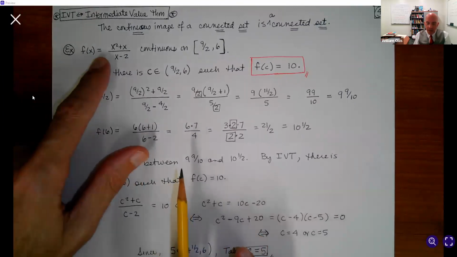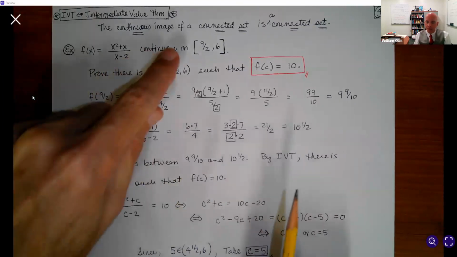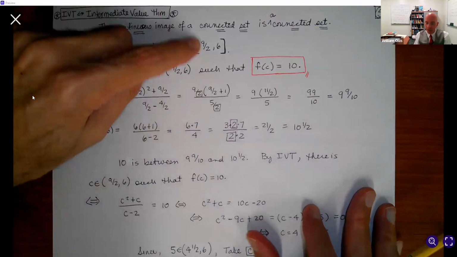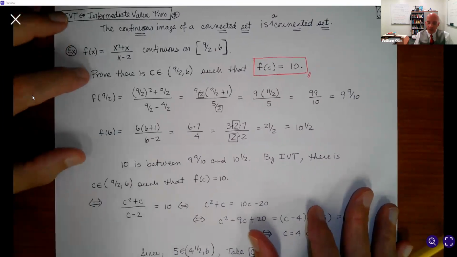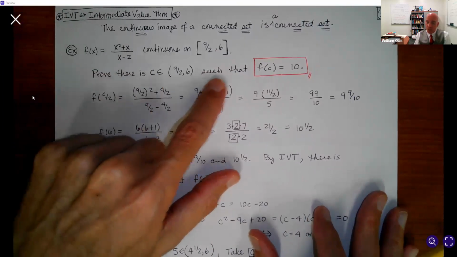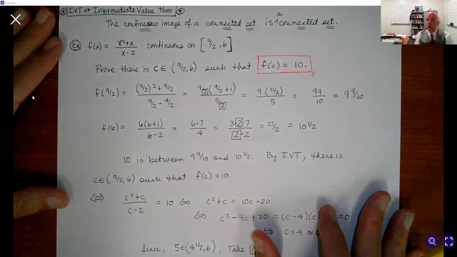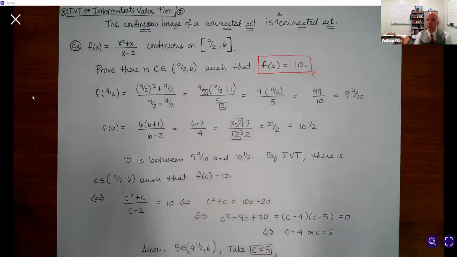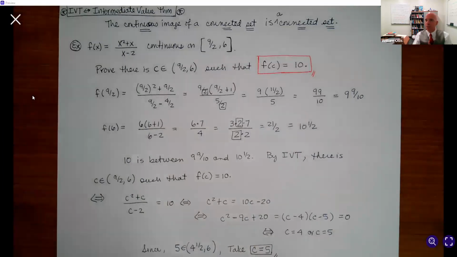We have a function x squared plus x divided by x minus 2, and it is given to be continuous on the set 9/2, or if you like, 4.5 to 6. Okay, and what I've asked here is to prove there is C between 9/2 and 6, such that f of C equals 10. So first, we have to look at the statement of the theorem and figure out the f of A and the f of B, and then say, oh yeah, 10 is between those two numbers.